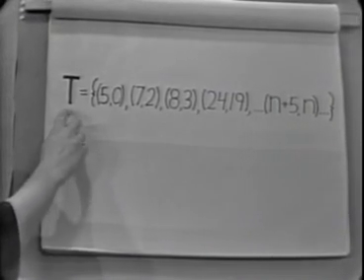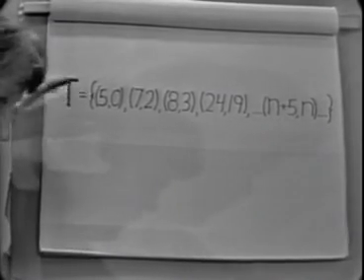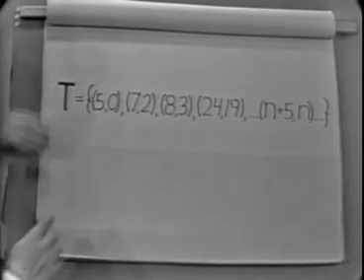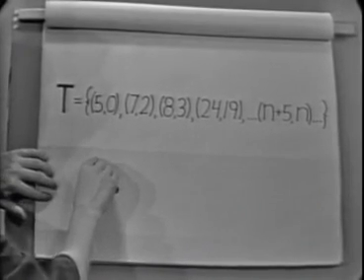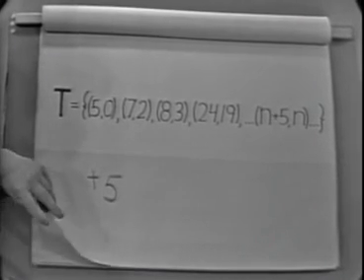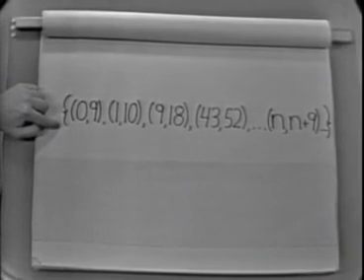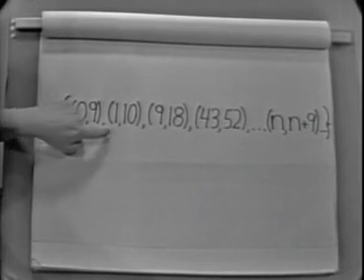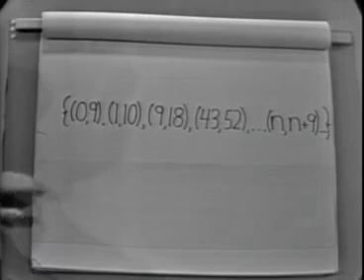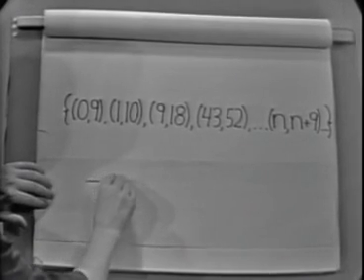When we see here 5, 0, 7, 2, 8, 3, what property is common to this set, and how do we name it? We'll name that using the symbol a positive 5. Consider still another set, this time this set of ordered pairs, 0, 9, 1, 10, 9, 18, and so on. What integer can be associated with this set? A negative 9.